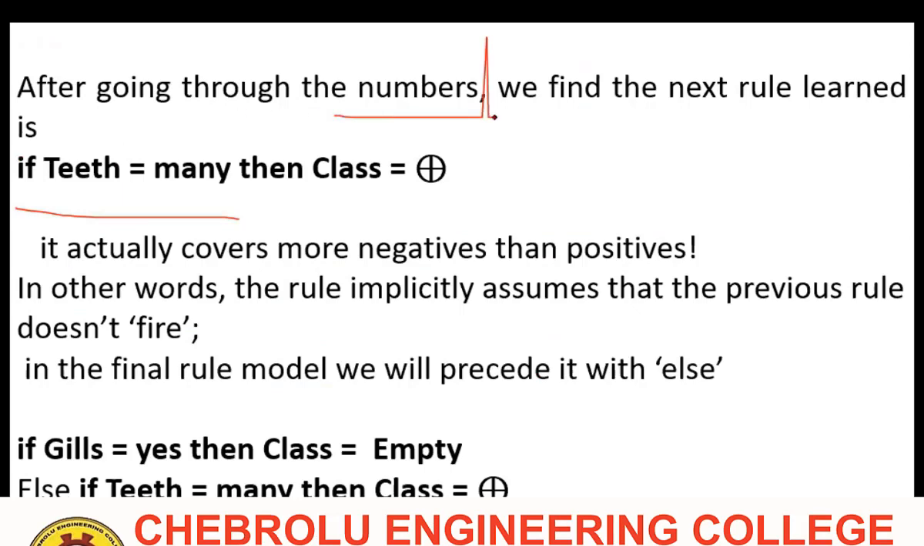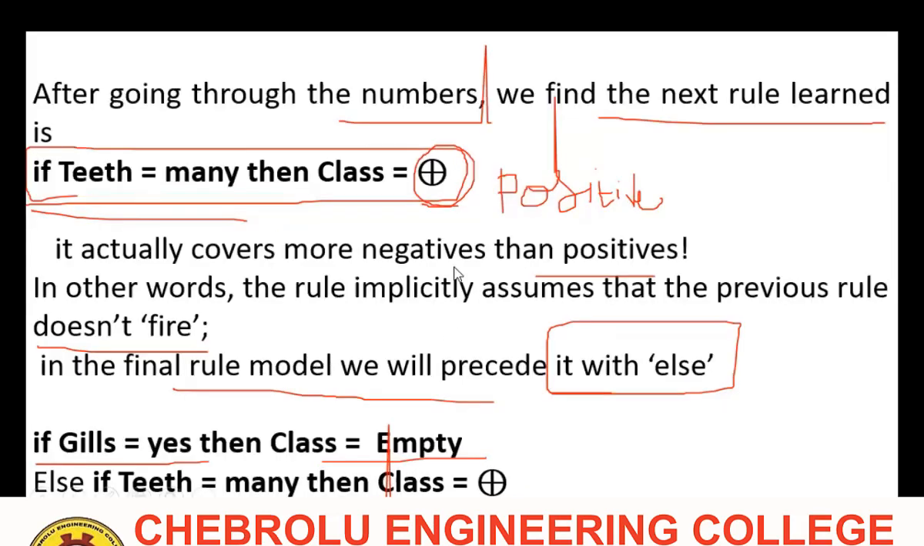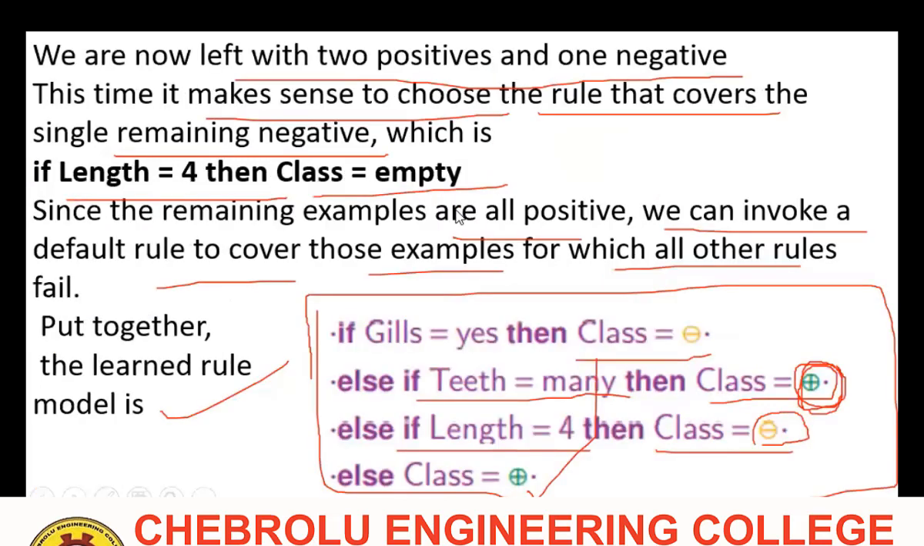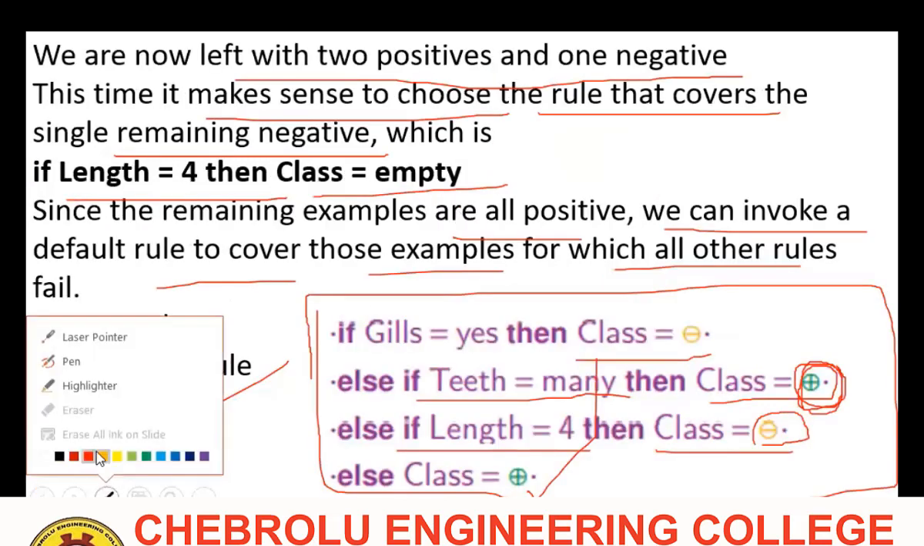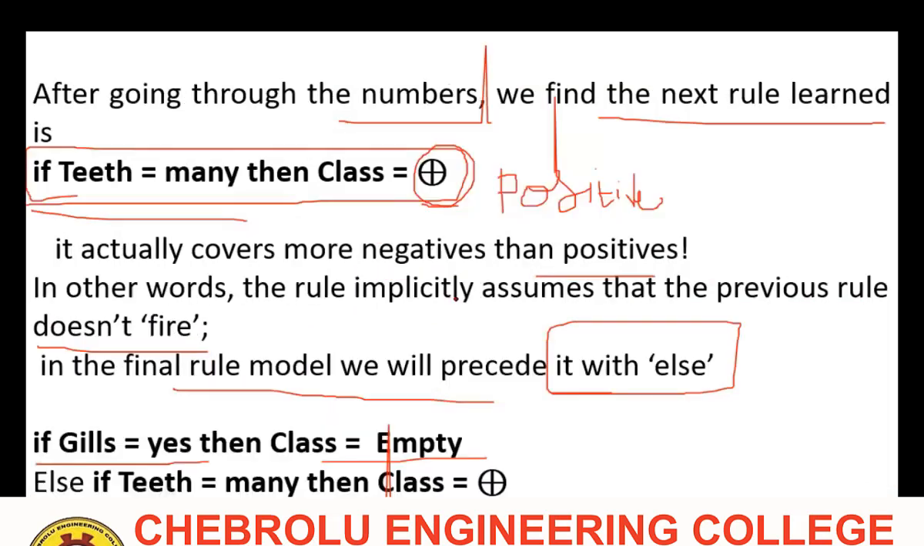After going through the numbers, we find the next rule learned. Next rule is: if teeth is equal to many, then class is positive. Let us take this rule. Why have we chosen this rule?